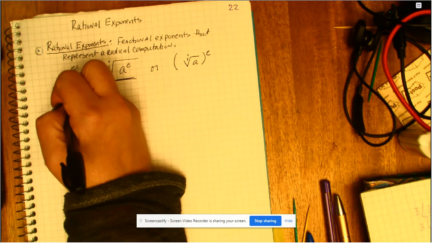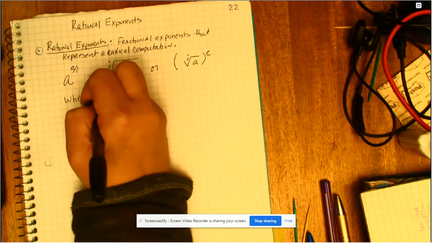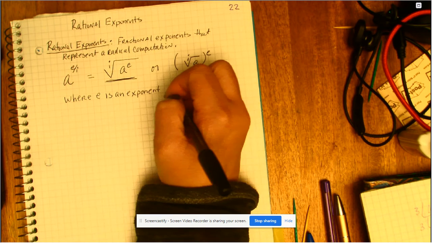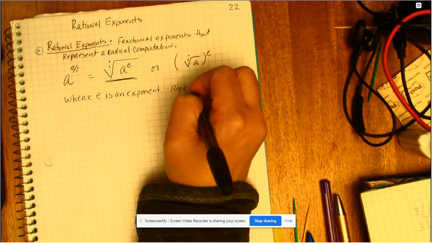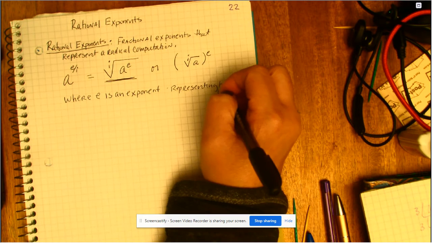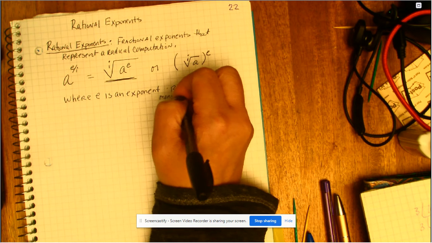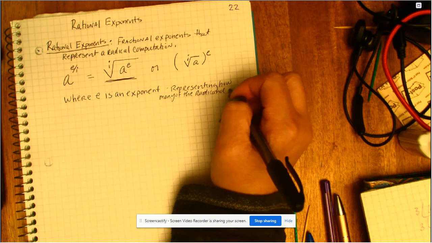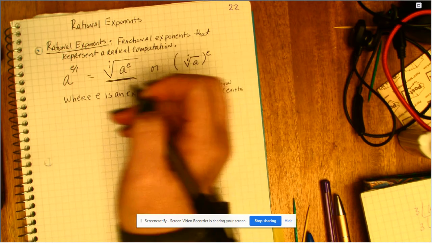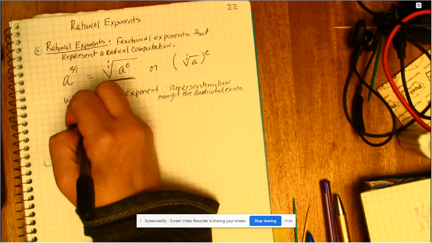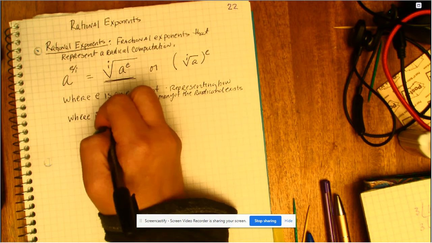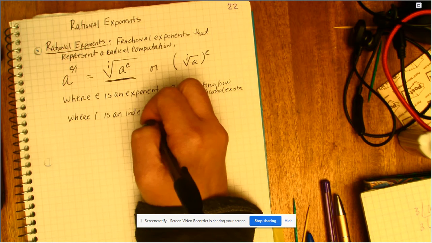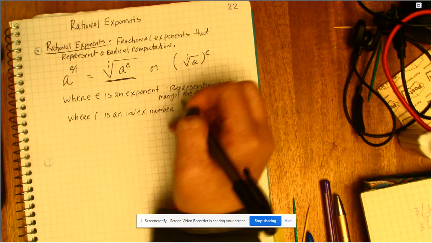Okay. So things we need to know: where e is an exponent representing how many of the radicand exists, and where i is an index number for the radical.